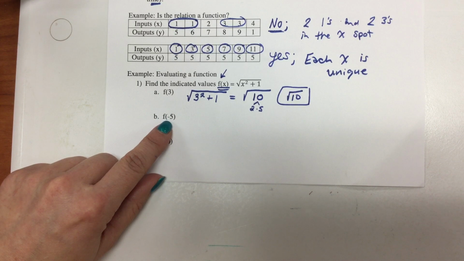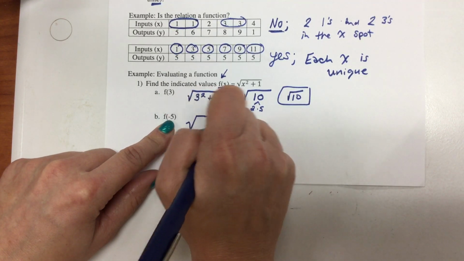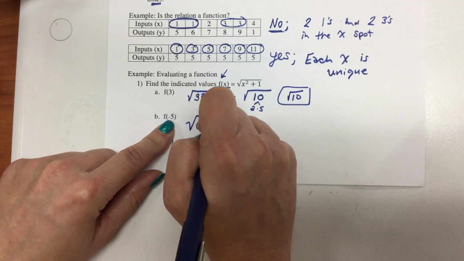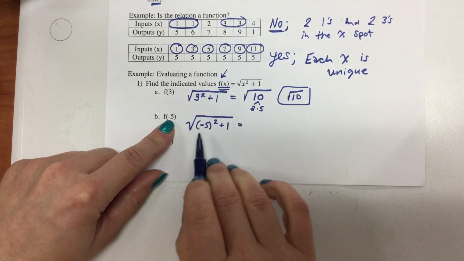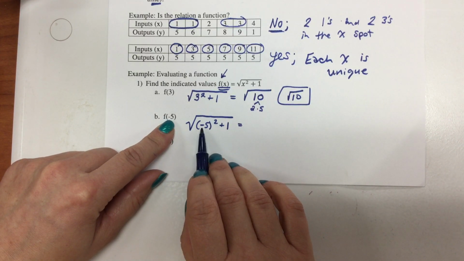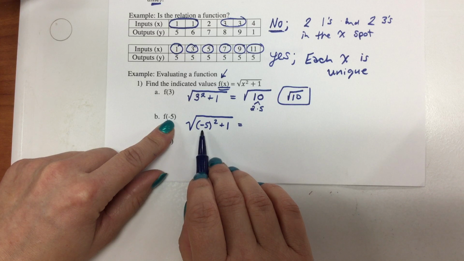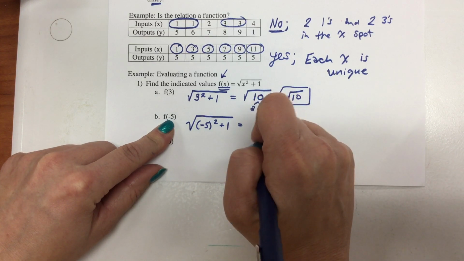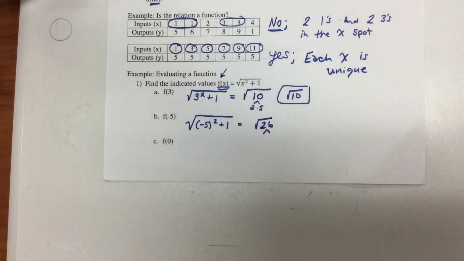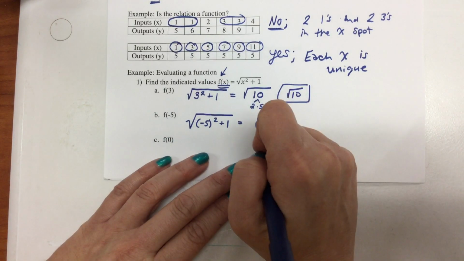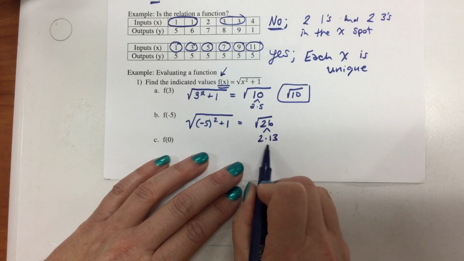If we replace x with a -5, let's see what we get. X is a -5, we square it plus 1. -5 squared. -5 times -5 is a positive 25. 25 plus 1 is 26. 26 is not perfect, so I see if I can break it down. 26 is 2 times 13.